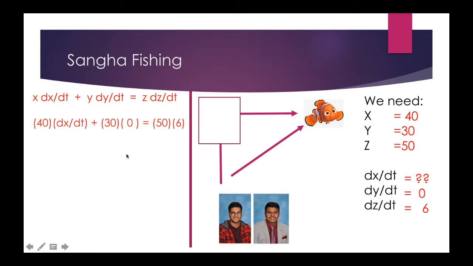And then 40 dx/dt plus 30 times 0 must be 50 times 6. You just plug all those variables we had over there, and that's amazing. Once we've got that, 40 dx/dt must equal 300. Divide both sides by 40. You can, of course, reduce that to 30 over 4, or 7.5, because I am using exact numbers here. 30 divided by 40.